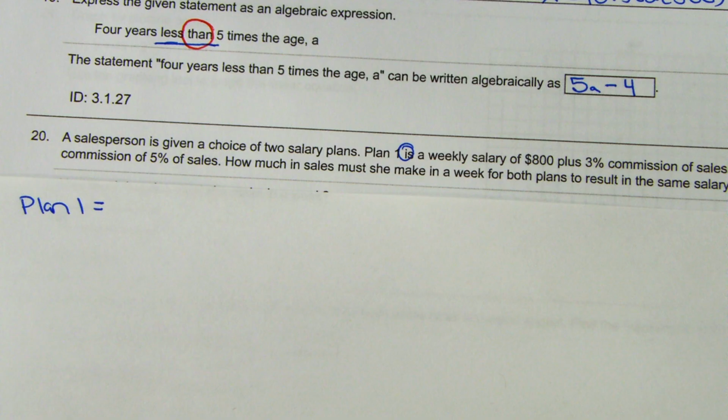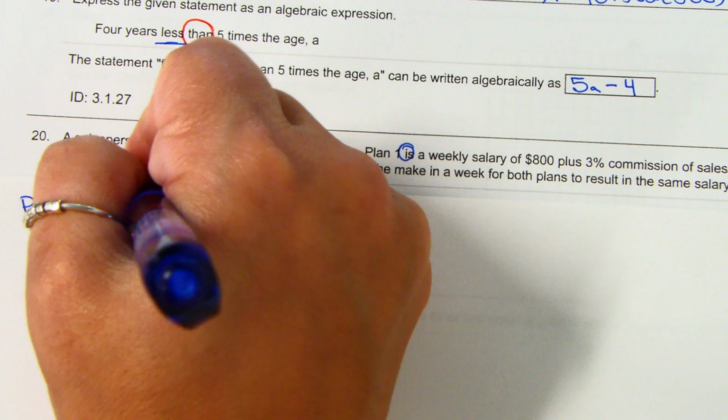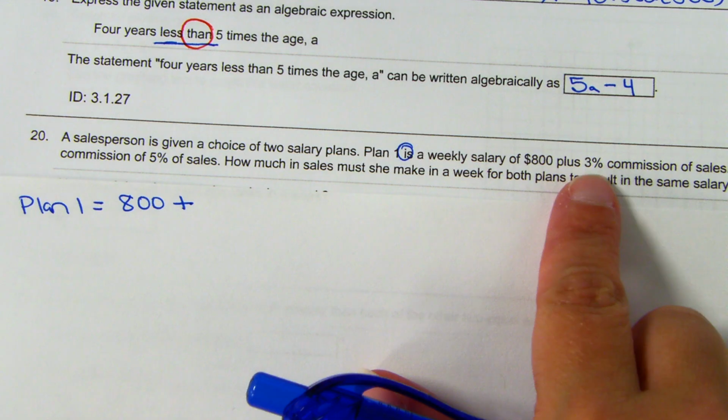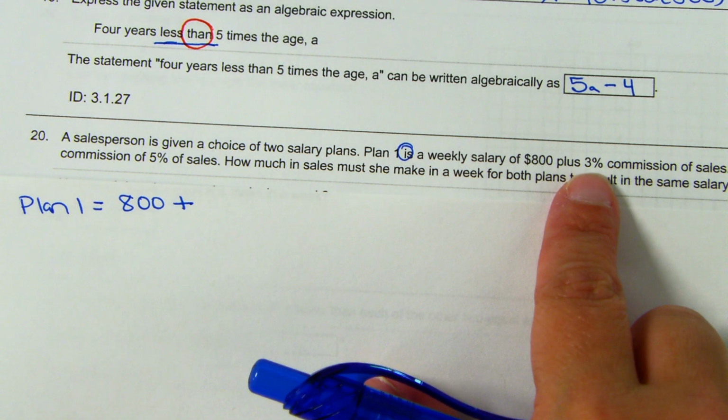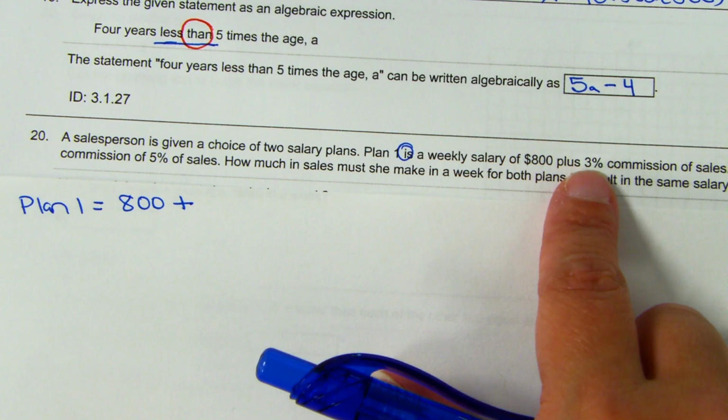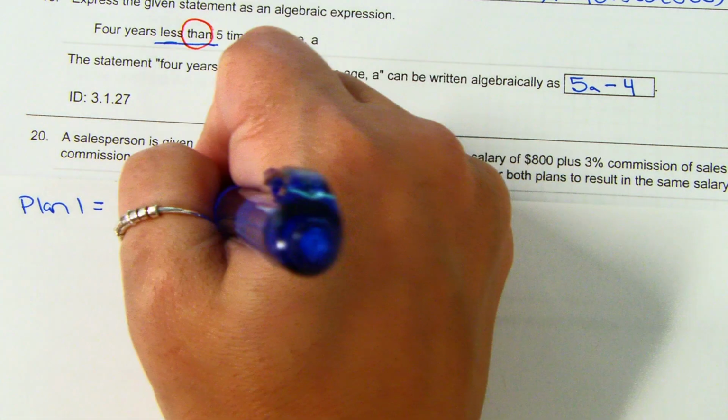Next we have a word problem. And it says a salesperson is given the choice of 2 salary plans. Plan 1 is a weekly salary of $800 plus 3% commission in sales. Plan 2 is a straight commission of 5% in sales. How much in sales must she make in a week for both plans to result in the same salary?